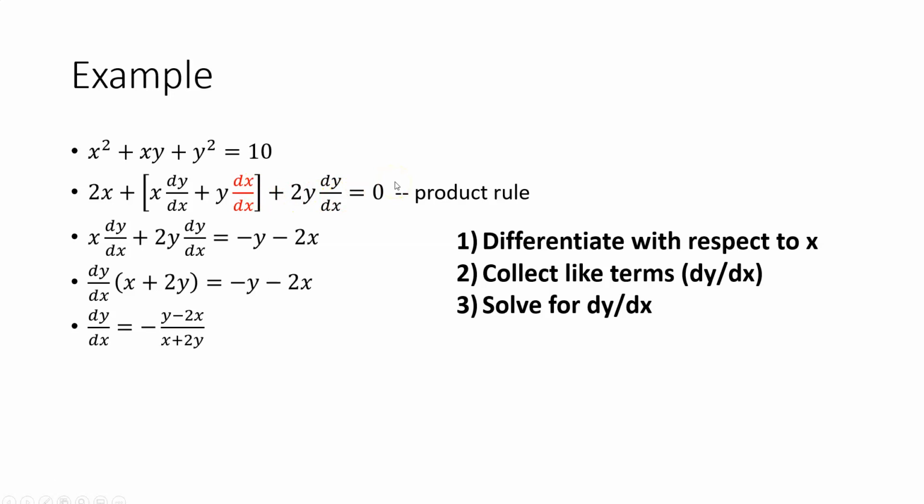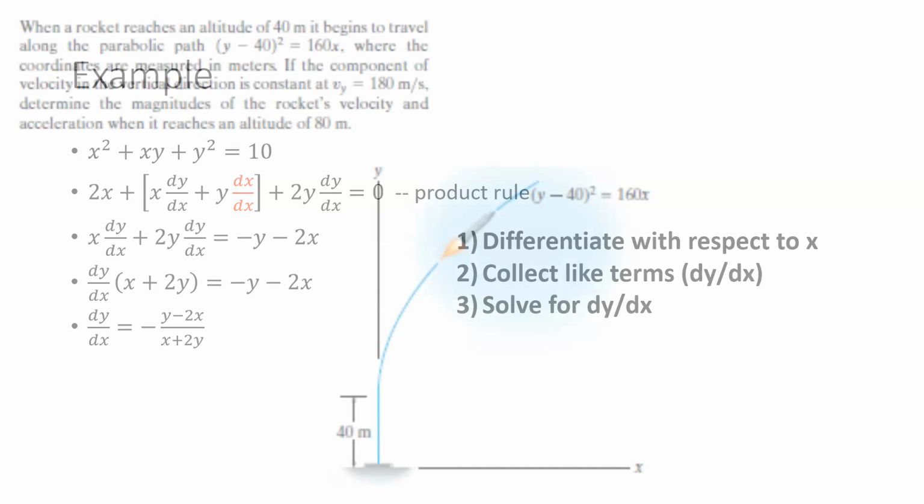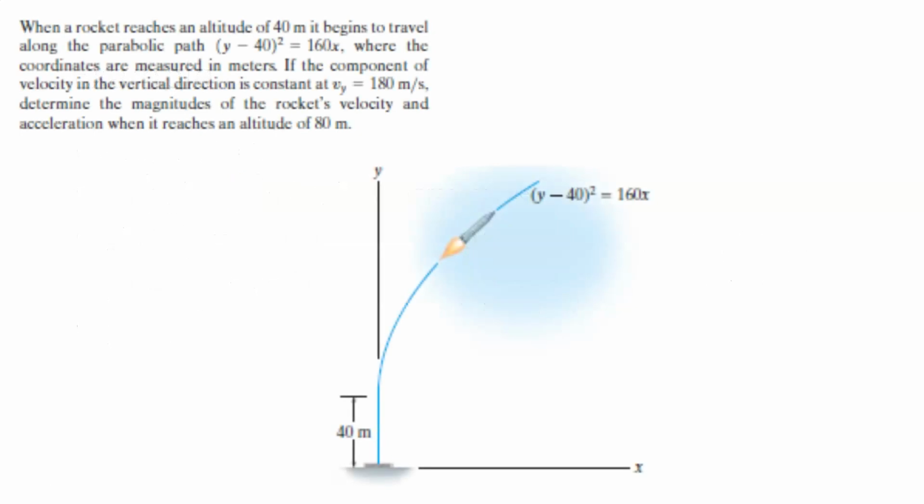So that's implicit differentiation. Now let's see this used in a related rates problem, which was the whole point of this video. So here you have a problem. Let's go ahead and read through this. So when a rocket reaches an altitude of 40 meters, it begins to travel along a parabolic path expressed in this term: y minus 40, the quantity squared, is equal to 160x.